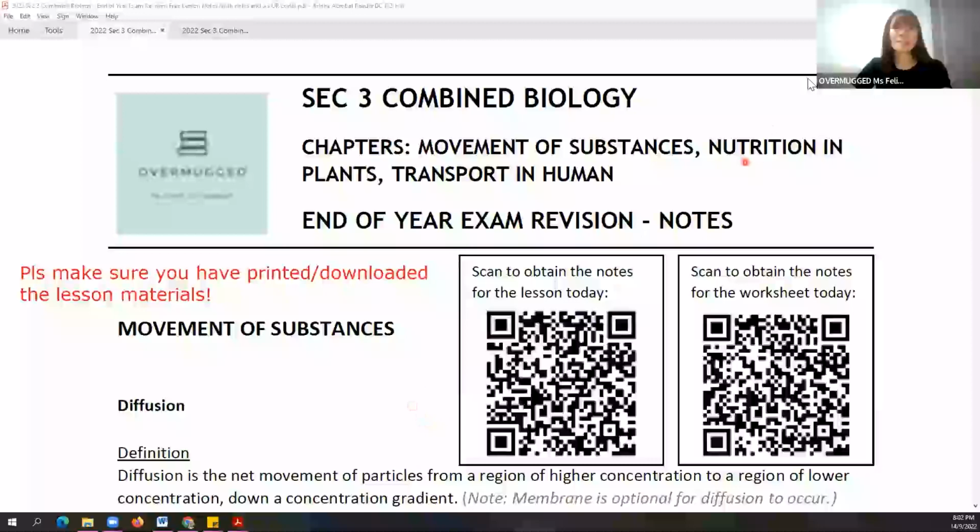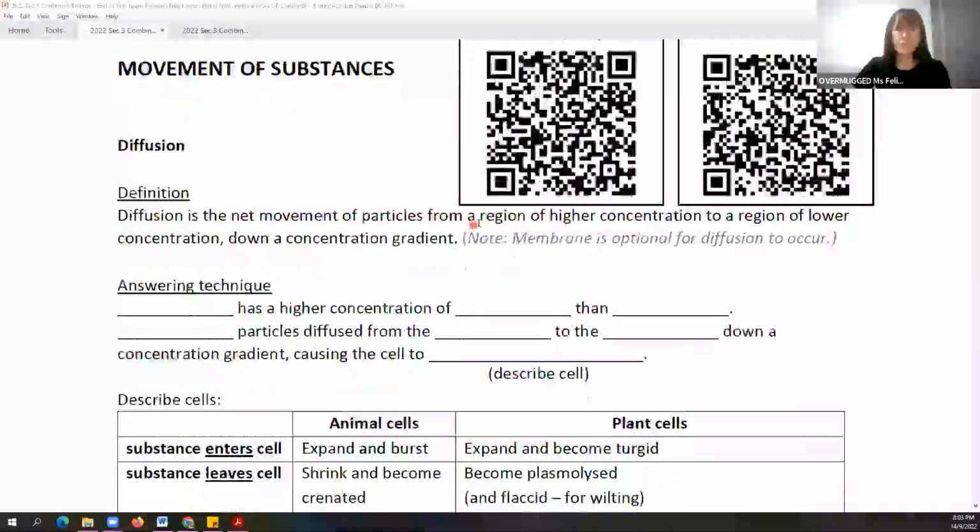Okay, so let's begin. For the topic of movement of substances, it is actually closely related to nutrition in plants. That's why I picked these 2 topics. For movement of substances, there are 3 methods that substances can move: diffusion, osmosis, and active transport. But active transport is not within the combined science syllabus, so I will skip that part.